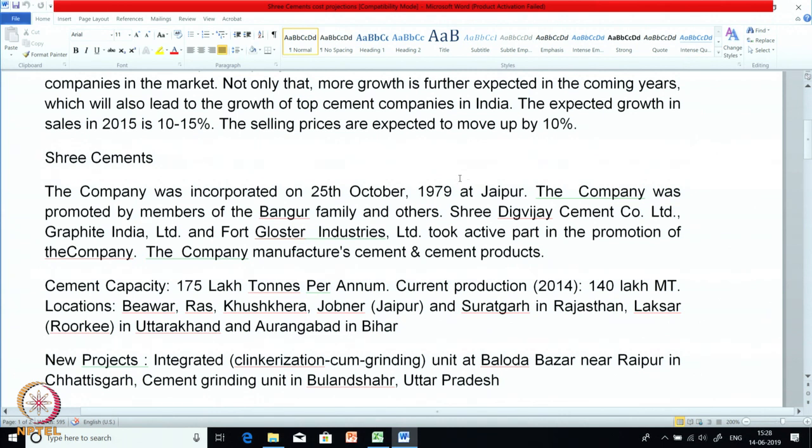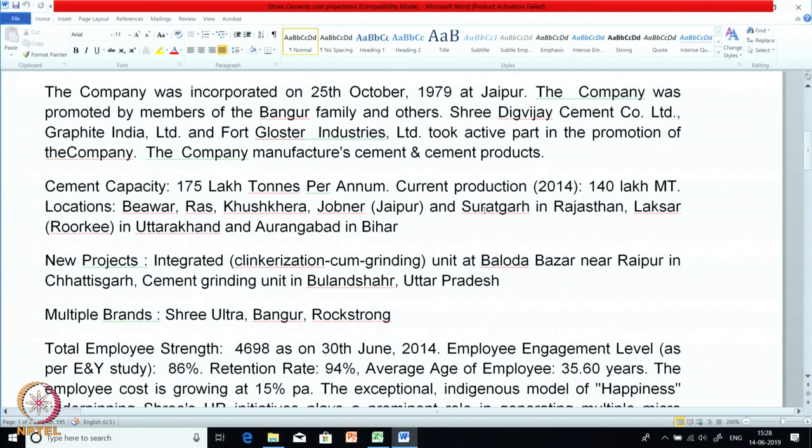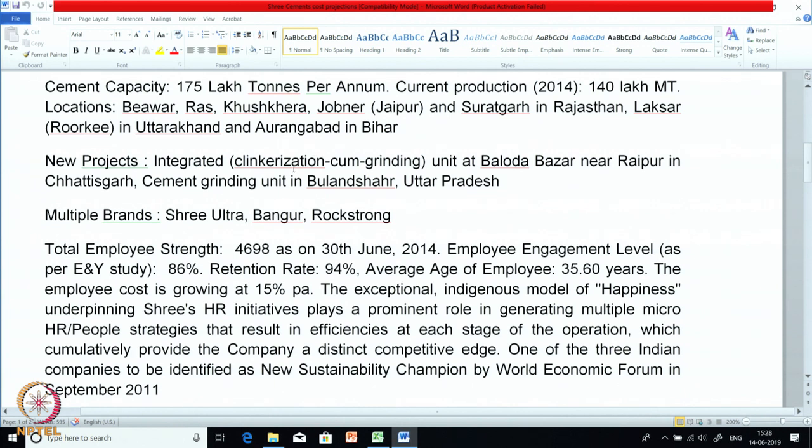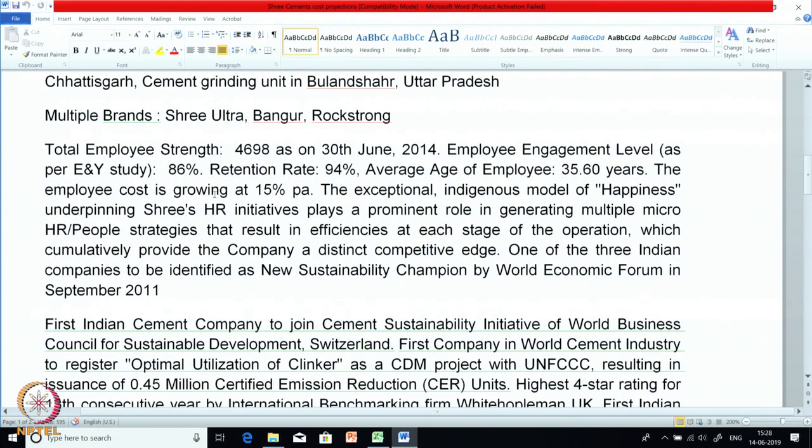Now, the company was incorporated in 1979 in Jaipur, promoted by the Bangur family. Then some information is given about cement capacity, locations, new projects, multiple brands, and total employee strength, which is 4698. Here there is a small line: the employee cost is growing at 15%. Very important, you will have to underline it. I hope you are able to identify it yourself.